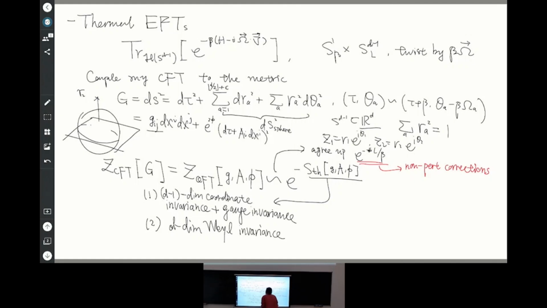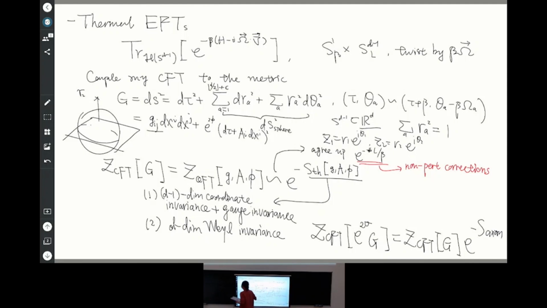What this means more concretely is that if I rescale the d-dimensional metric, the partition function of the CFT should not change unless your CFT suffers from a Weyl anomaly, in which case I need to add some additional anomalous terms in the thermal effective action in order to capture the anomalous transformation of the partition function on the rescaling. But Weyl anomaly is not going to be too important for us today.